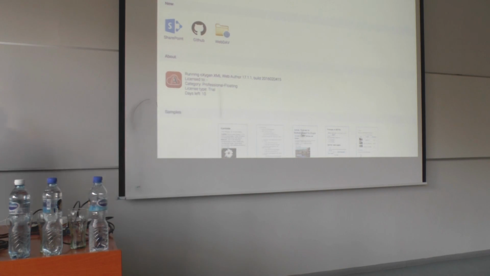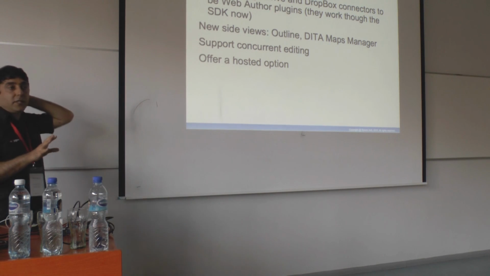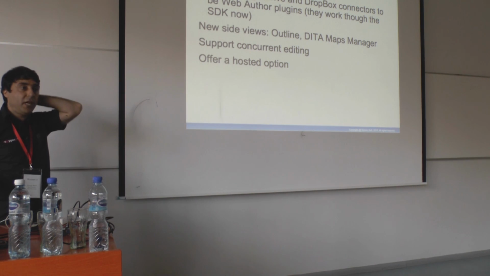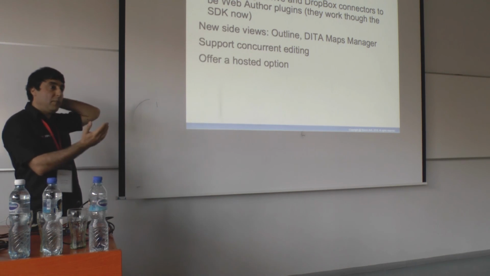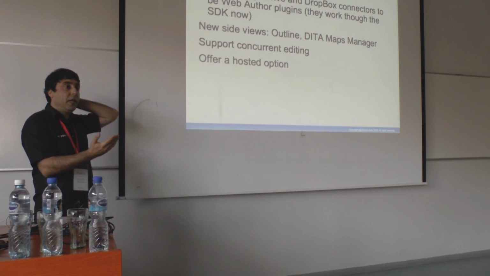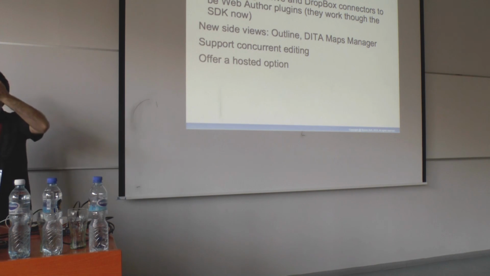I will finish in a minute. We want to have the Google Drive and Dropbox connectors available as plugins. We want to have an outline side view, a data maps manager side view, like a table of contents more or less to give you some context. Right now you can open the data map, it will appear in an editor, and then you can follow links to edit other topics, but it will be nice to have also a side view with the data map so you get an idea of the other content around that topic.